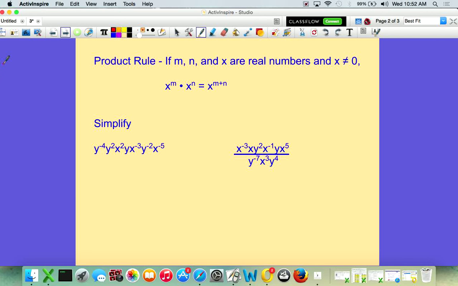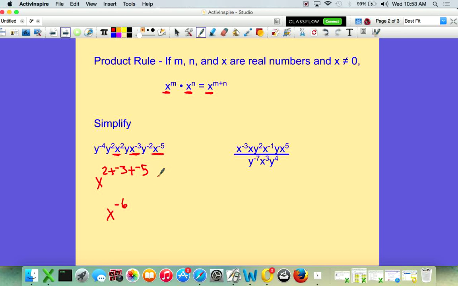Product rule is something we use quite a bit. Whenever you have something that has the same base, that is these x's here, you can always add your exponents. So what it says here, our x's are the same, we bring the x over, we add our exponents, m plus n goes into the exponent. So if we come down here, we've got an x squared and an x to the negative third and an x to the negative fifth. We can add all of those together, and for x, we get x to the 2 plus negative 3 is negative 1, plus negative 5 is negative 6, so we'd have x to the negative 6th power.